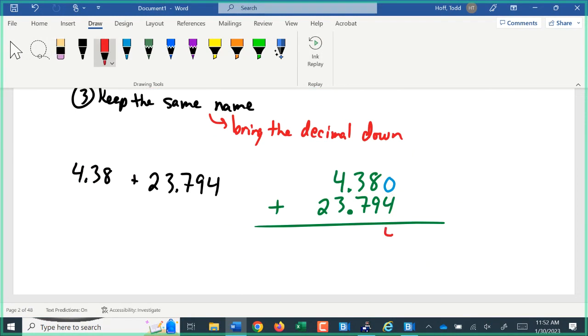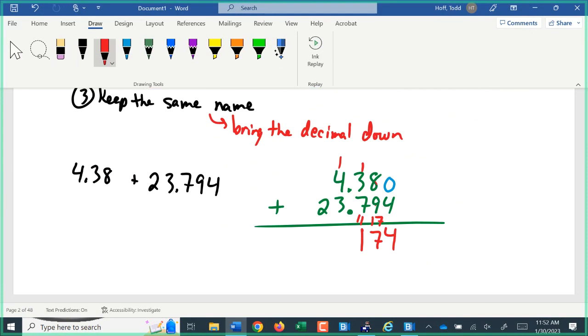0 plus 4 is 4. 8 plus 9 is 17. But just like whole numbers, we can't have two digits in the same place value. We keep the 7 and we carry the 1. 1 and 3 is 4, plus 7 is 11. Again, we have to carry, so we'll keep the 1 and carry the 1. Now you'll notice the decimal point does not affect our carrying at all. We can carry right past it.